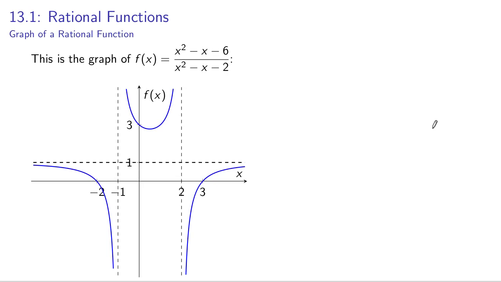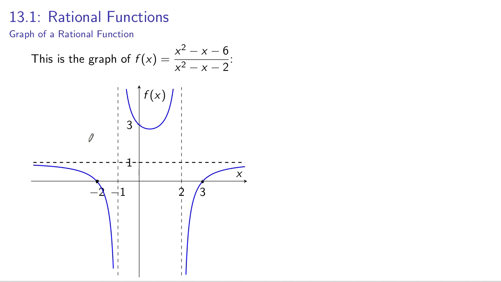This is the graph of f of x equals x squared minus x minus 6 over x squared minus x minus 2. And this graph shows us how there are many different features that can show up in the graph of a rational function. It has zeros similar to just regular polynomial functions. Here's a 0 at minus 2, and here's a 0 at 3.